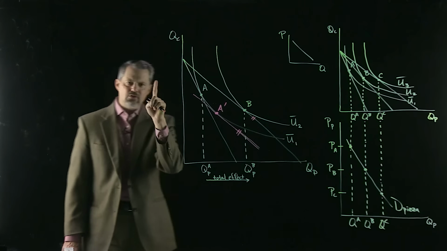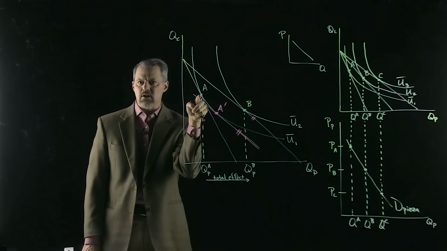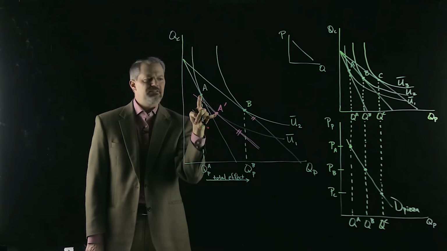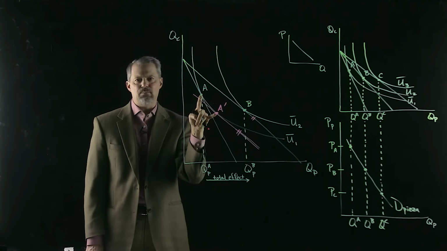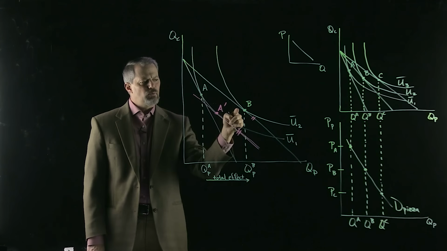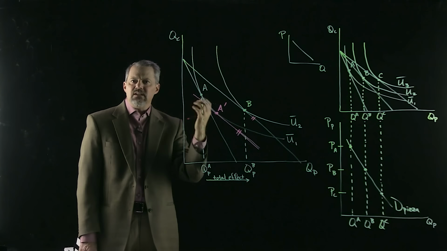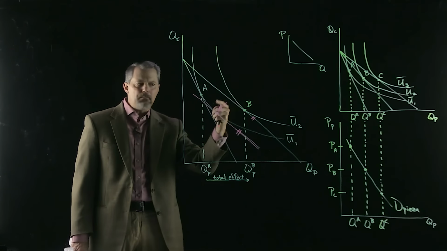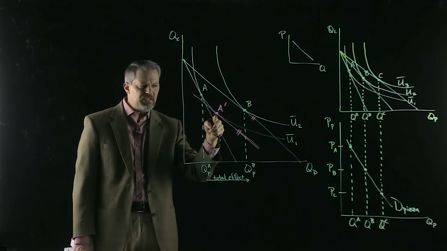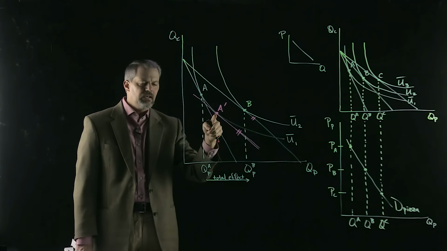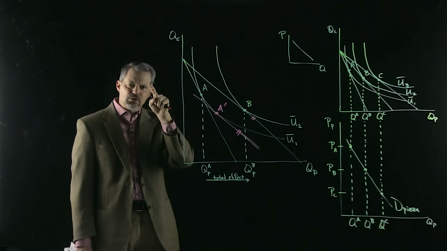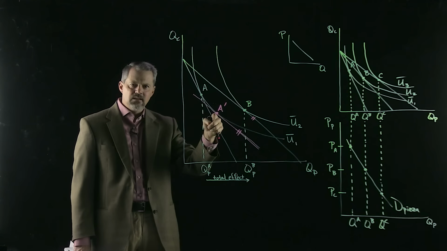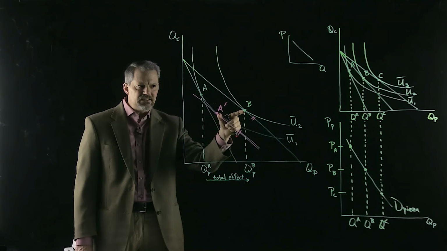Now notice, the consumer would be indifferent between where they started, A, and this point A prime. They're no better off at A than they are at A prime. So when we pull this budget constraint back, it's like we're reversing the income effect, and we're reducing them back to their original level of well-being, their original level of utility. And that's what allows us to see visually the part of this change that's due to the substitution effect, and then the part of the change that's due to the income effect.